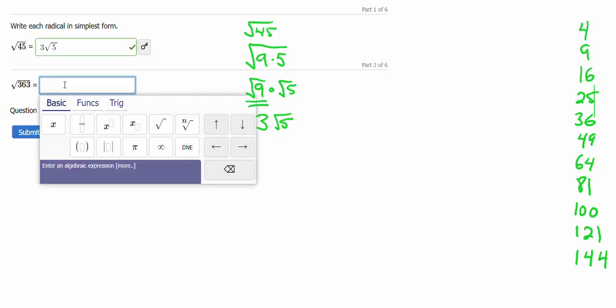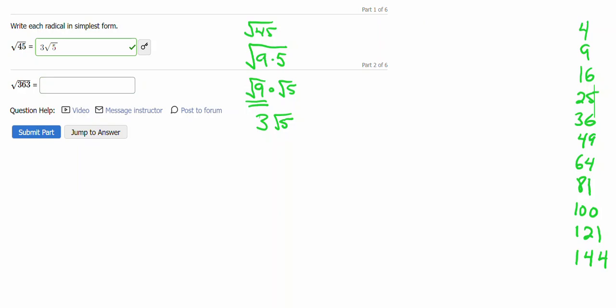All right, let's look at the next one. Square root of 363. Now maybe you're not sure, because sometimes it's a little bit confusing what it might be. So let's just try dividing by a few of these. Grab your calculator.